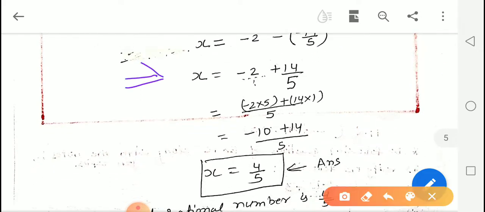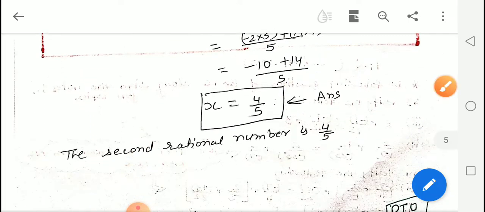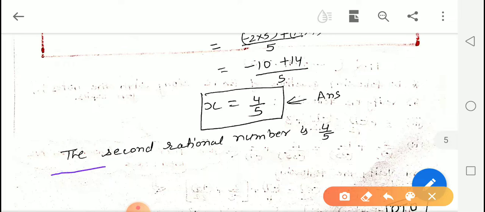Here we will solve the right hand side in the similar manner as we have done in addition. Here in the denominator nothing is written, so we will write 1, and the LCM of 1 and 5 is 5 only, and we will solve the numerator in the similar manner and we will get this step. After solving this step we will get x as 4 upon 5. So this is our second number, and here we will write our answer. The second rational number is 4 upon 5.